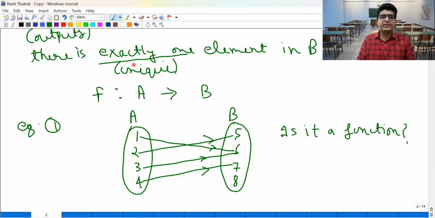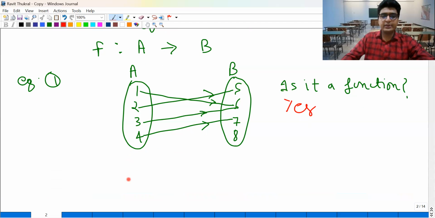Then the second condition is that they are mapped to exactly one element. So there is exactly one arrow coming out of 1, so it is mapped to exactly one element, which is 6. 2 is mapped to a unique element 5. 3 is mapped to exactly one element 6. 4 is mapped to exactly one element, which is 7. Okay, so both the conditions are satisfied, so we are done. So that means it is a function. So yes, it is a function, right?